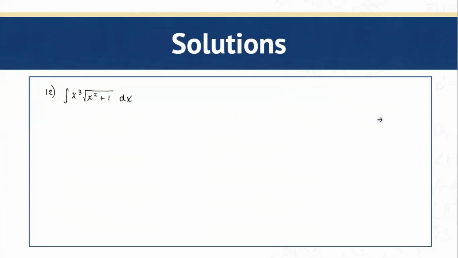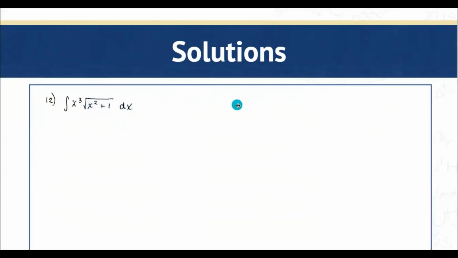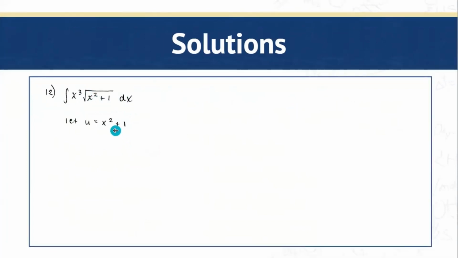Okay, so for our final problem, the last question is the integral of x cubed times the square root of x squared plus 1 dx. So again, based on the trend that we have seen from the previous problems, maybe we can try substituting u into the portion that is inside of the radical. So let u be equal to x squared plus 1. And with that, we can get du equal to 2x dx.